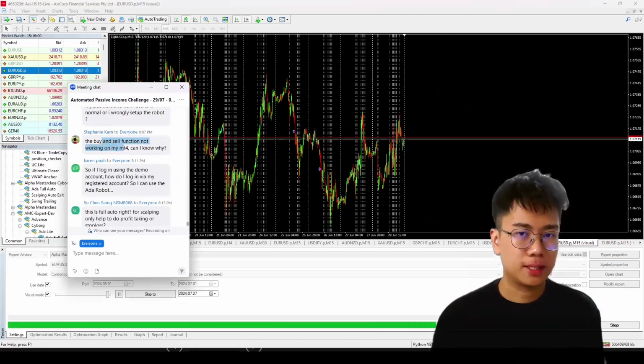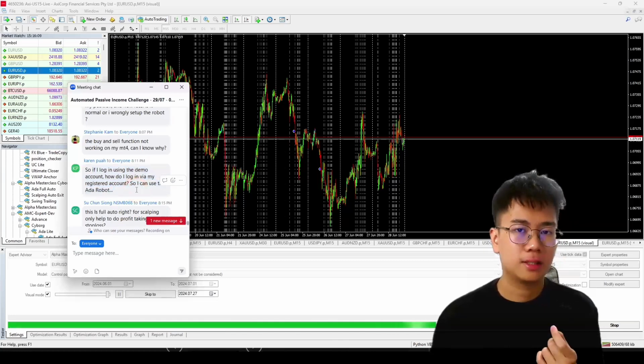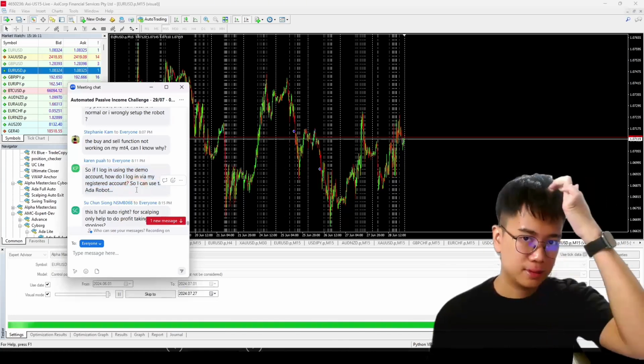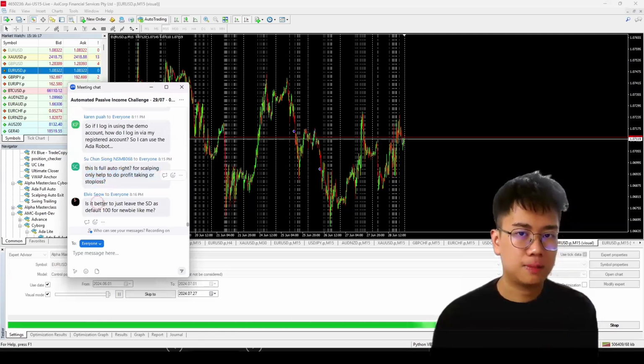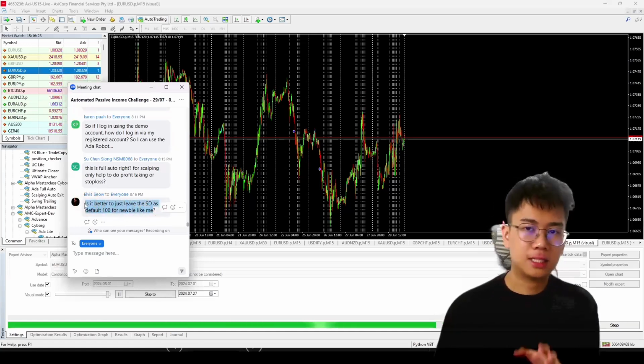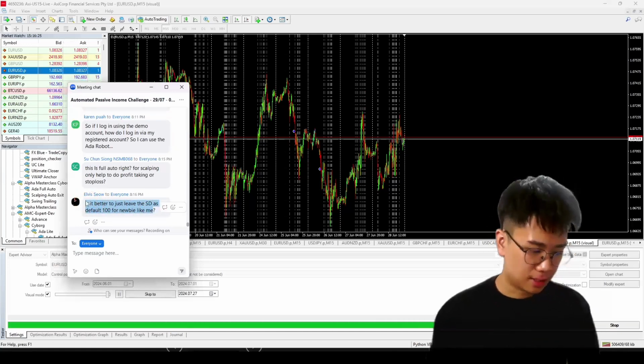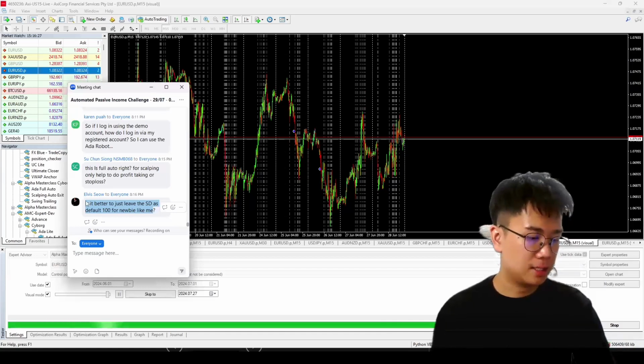The sell and buy file is not working, can I know why? I log into the demo account. How do I log in from my registered account so that I can use the ADA robot? So this is full auto, right? For scalping, it only helps with profit taking and stop loss. Yes, correct. So it's better to leave the SD as the default. And yes, correct, if you are a beginner, just leave it as default.